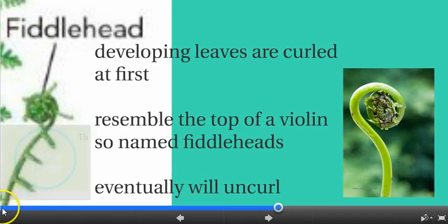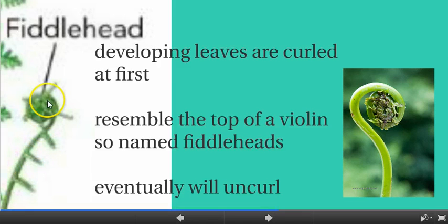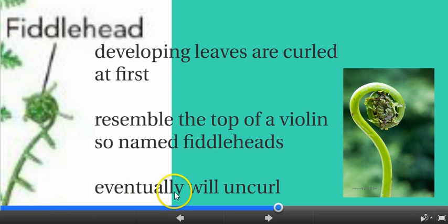As new fern leaves are starting to grow, they are curled up at first, and they resemble the top of a violin head, and so they are called fiddleheads as they are first emerging from the soil. Eventually they uncurl to look like the rest of the leaves of the fern.